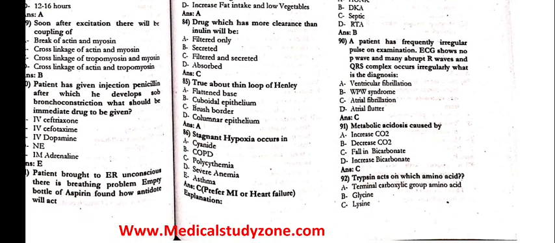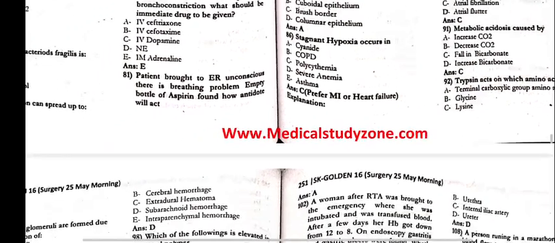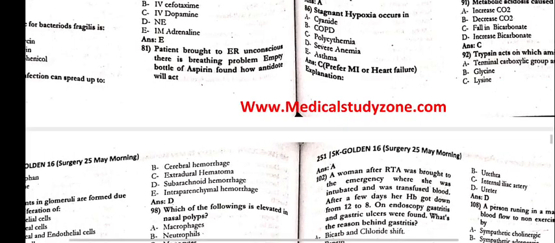90, patient has a frequently irregular pulse. ECG shows no P waves, and many abrupt R waves, and the QRS complex shows irregularity. That is definitely AFib because of no P waves. 91, the metabolic acidosis is caused by the fall in the bicarbonate. Next, 92, the trypsin acts on which amino acid, that is the terminal carboxylic group amino acid.